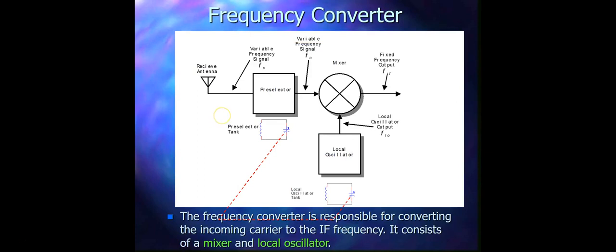So here you see there are three important components in the frequency converter section: the pre-selector, the mixer, and the third one is the local oscillator. The purpose of this frequency converter is to produce a constant output frequency, which is known as FIF, regardless of what input carrier signal is being sent.